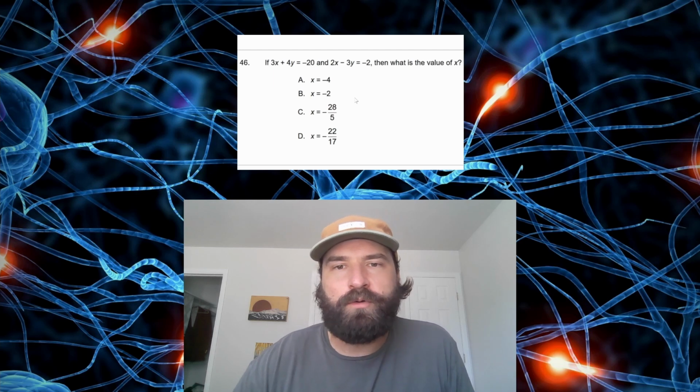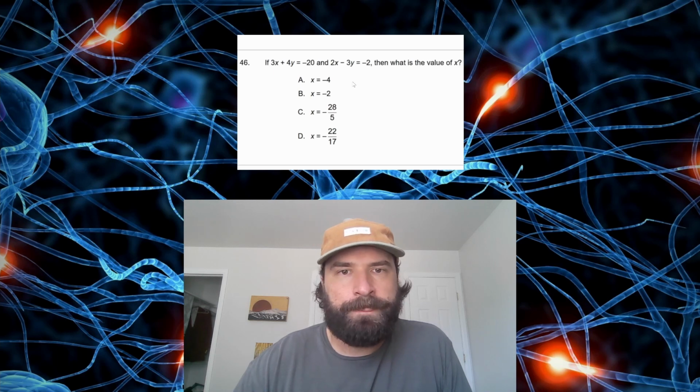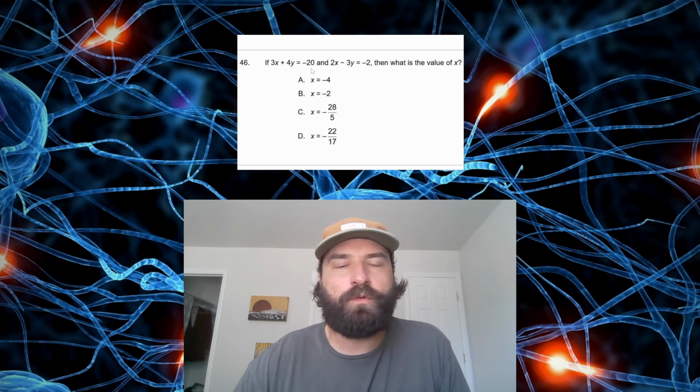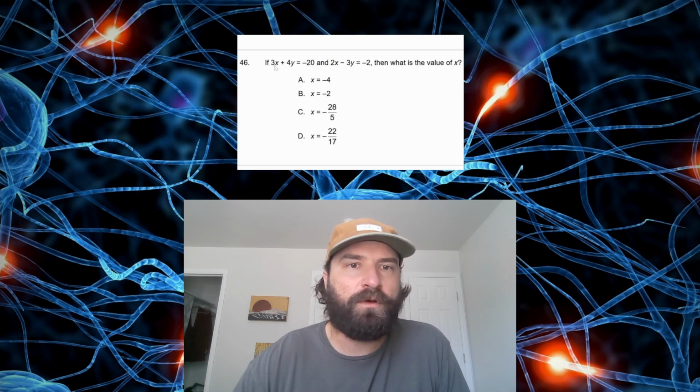Let's run through another MTEL question. This one says, if 3x plus 4y equals negative 20 and 2x minus 3y equals negative 2, then what is the value of x? So this is something called a system of equations. We've got two different equations that have two variables each. So we can't just solve for x in one of these equations because we'll still have y in our answer.